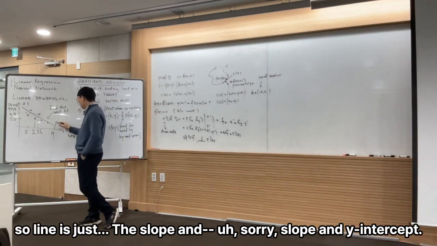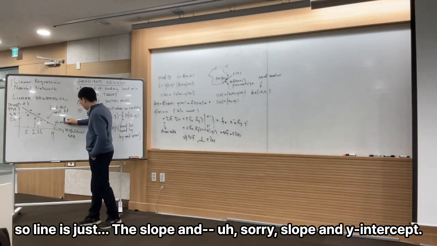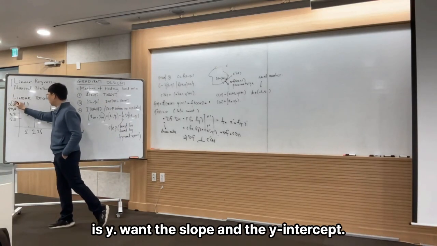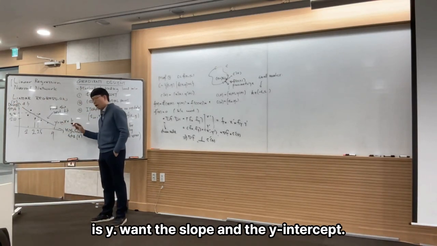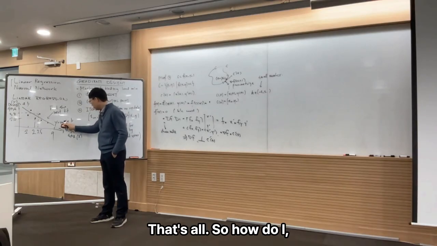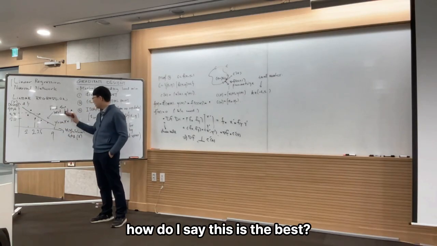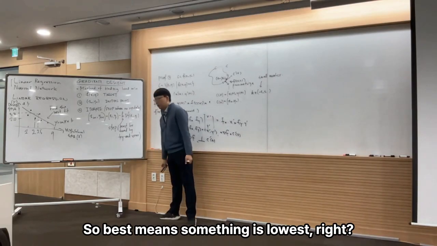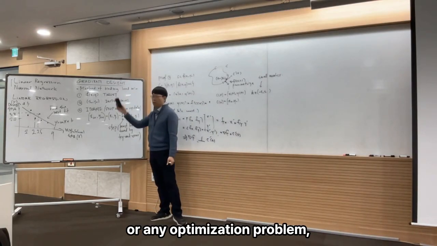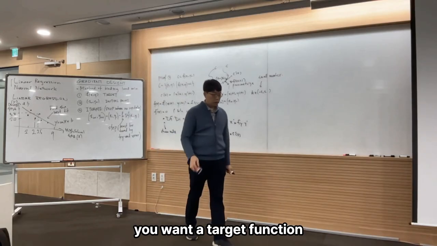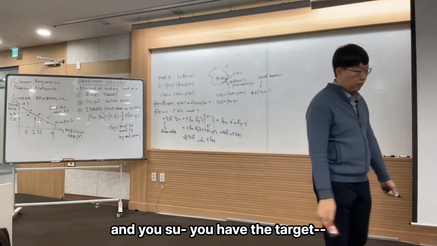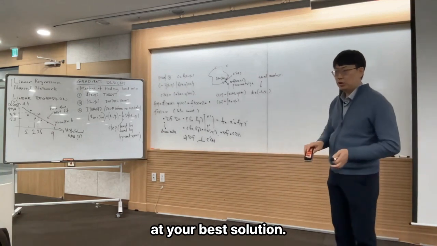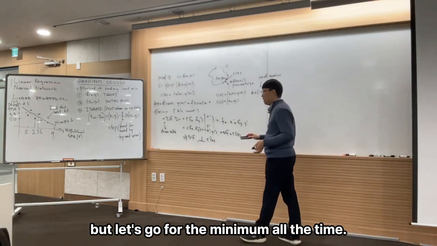A line is just the slope and the y-intercept. So high school GPA is x and DGIST GPA is y. I want the slope and the y-intercept. That's all. So how do I say this is the best? What do you mean by best? Best means something is lowest, right? In gradient descent or any optimization problem, you want the target function to have a minimum value at your best solution. It could possibly be a maximum, but let's go for the minimum all the time.